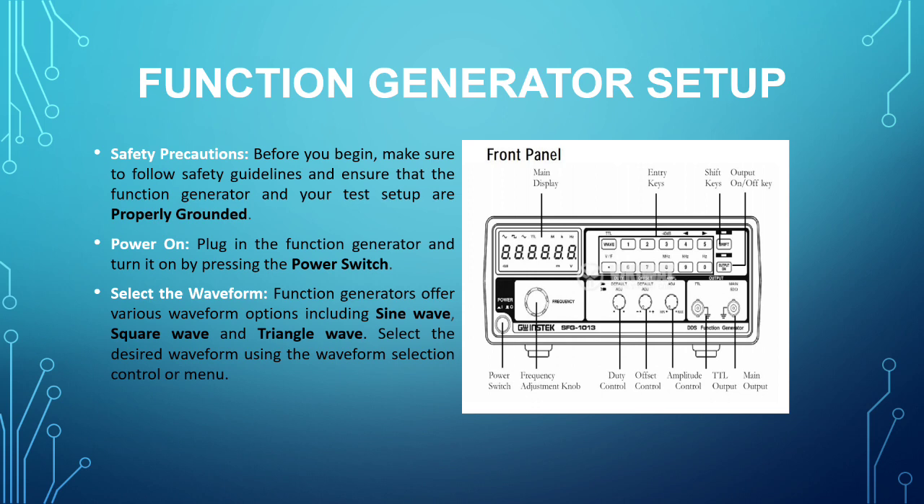Function generators offer various waveform options, including sine wave, square wave, and triangle wave. Select the desired waveform using the waveform selection control or menu.